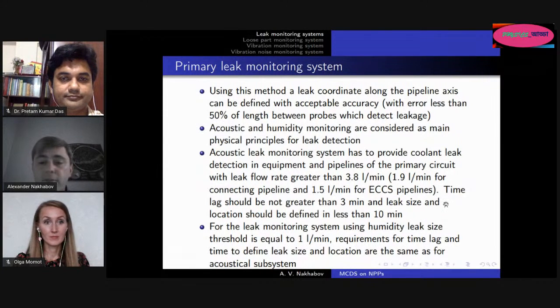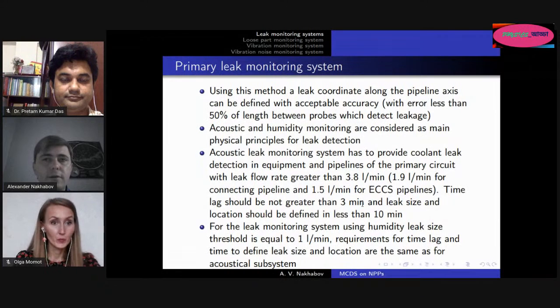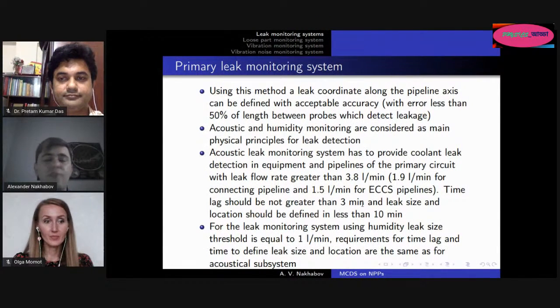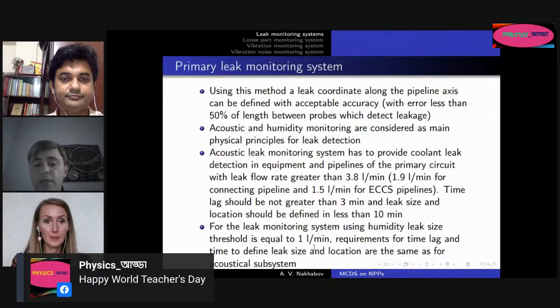The second requirement for the system is time lag, the time between leakage initiation and time of detection, because we want to find a possible leakage as soon as possible. In this case the lag is approximately 3 minutes to find the leakage itself, and 7 more minutes to define coordinates and location. And you see some thresholds for the humidity subsystem.